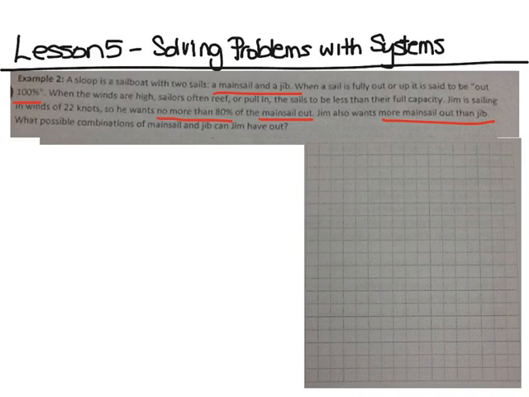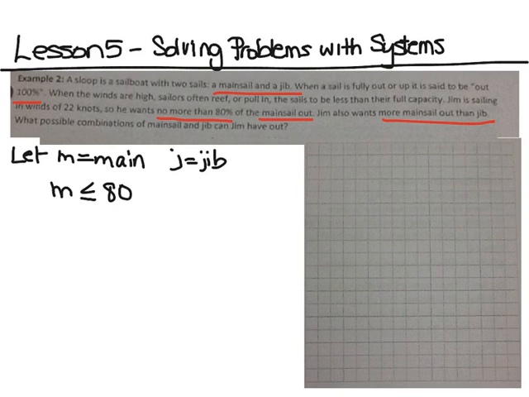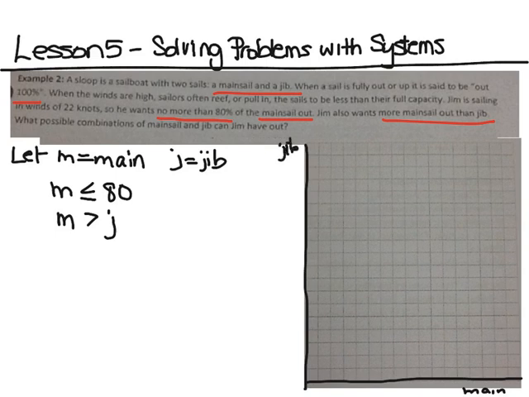So let's let M equal the mainsail and J equal the jib. So we want the mainsail to be less than or equal to 80%. And we also want the M to be greater than the jib, the main to be greater than the jib. So there's our two inequalities. We're going to make the x-axis the mainsail, and we'll make the y-axis the jib. So we're going to graph this.